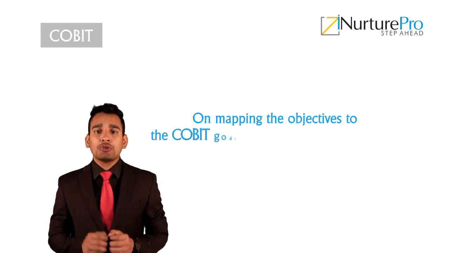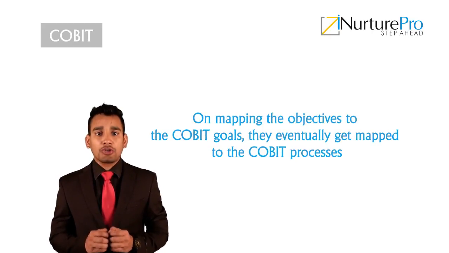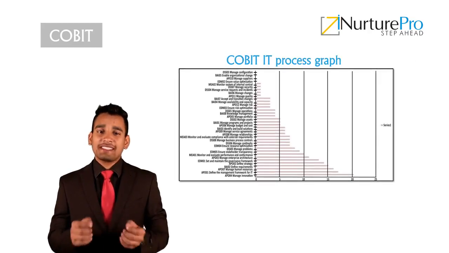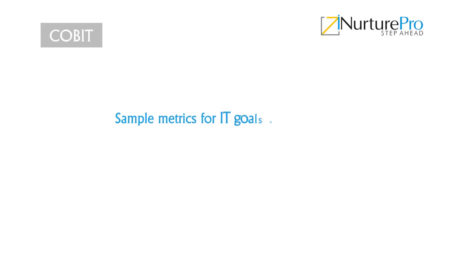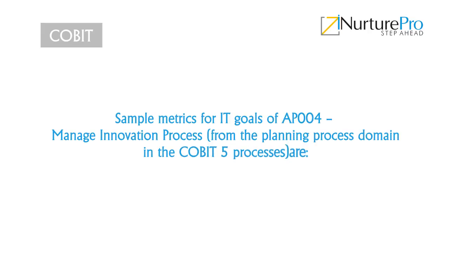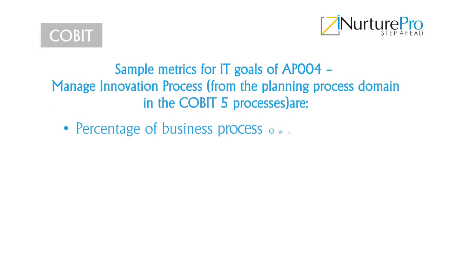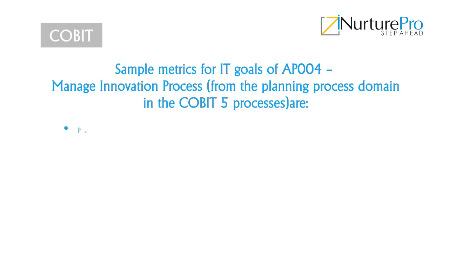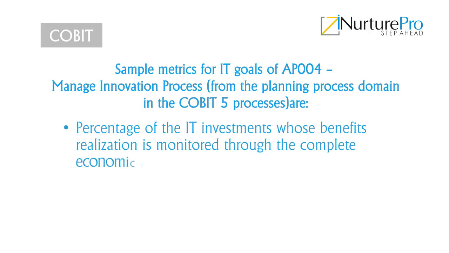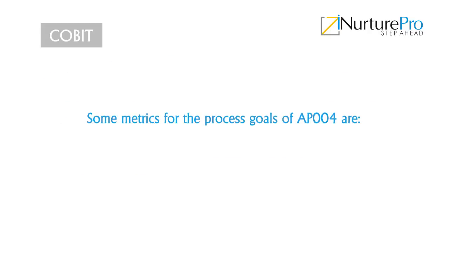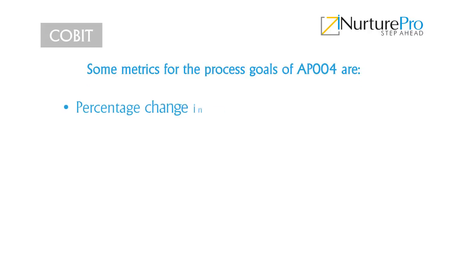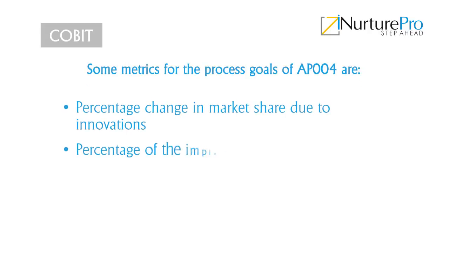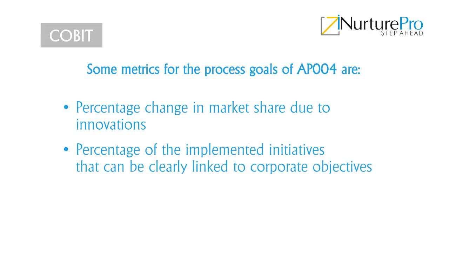On mapping the objectives to the COBIT goals, they eventually get mapped to the COBIT process, and the graph shown here shows the same. Some sample metrics for IT goals of APO04, the Manage Innovation process from the planning process domain in COBIT 5, are the percentage of business process owners who are satisfied by the IT products and services that support their business process, and the percentage of IT investments whose benefit realization is monitored through the complete economic life cycle. Some metrics for the process goals of APO04 are the percentage change in market due to innovations, and the percentage of implemented initiatives that can clearly be linked to the corporate objectives.